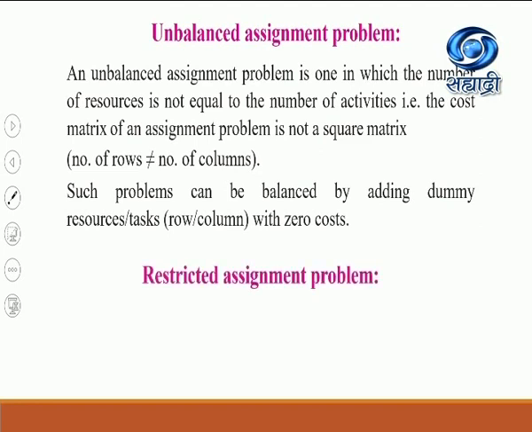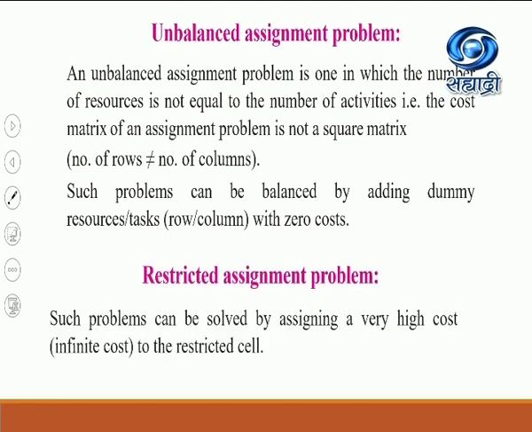Okay, and then by usual Hungarian method, we are going to solve it. Next type is restricted assignment problem. Such problems can be solved by assigning a very high cost, that is infinite cost, to the restricted cell. Some assignments are not done in the beginning, that is if they feel that there is no efficiency of the machine or the person, then it is not allotted. So what we do is we allot it and give it a high cost, that is infinity, and then by regular Hungarian method we solve it. So 3 methods you will remember: maximization, unbalanced, and restricted.